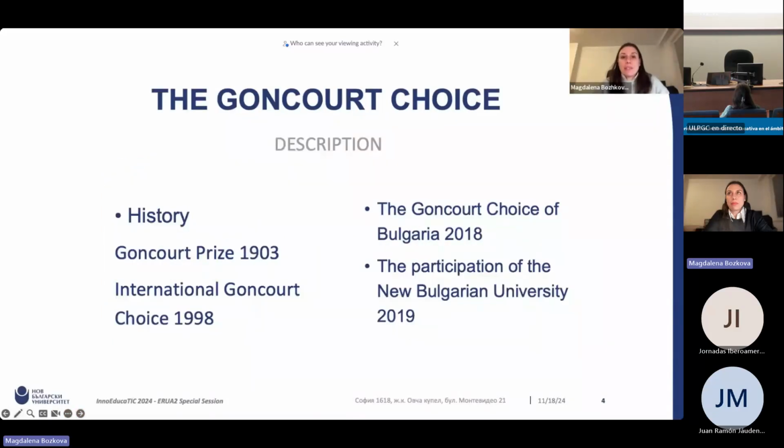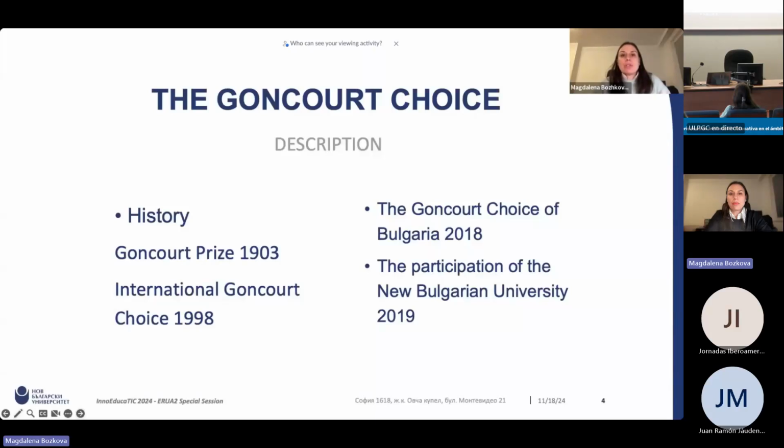You may have heard of the Goncourt Prize. If not the most prestigious literary award in France, it is certainly the most famous one. Established in 1903 by the Académie Goncourt, it is awarded annually to a novel written in French and published in France. Over time, several variants of the prize have emerged, including the International Goncourt Choice. This initiative, organized by over 40 countries and regions since its first edition in Poland in 1998, allows juries of schools and university students to select a winning novel.